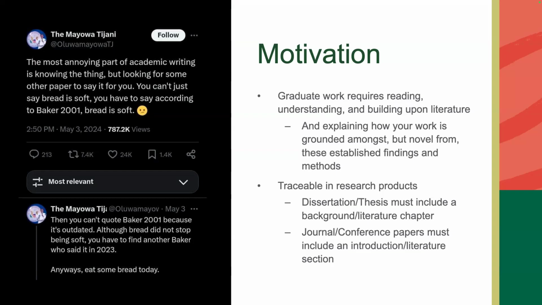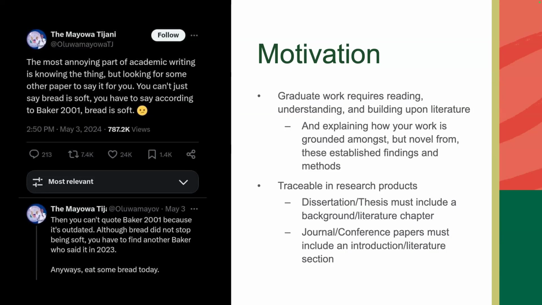And this is traceable, so it's not like you can avoid doing this. There are actual research outputs that require you to demonstrate this expertise in doing a literature review. If you're a master's student, you have to write a thesis. If you're a PhD student, you have to write a dissertation. And then many of those also require a journal or a conference paper as well. In your dissertation or your thesis, you have to have a literature review background section. You also have to provide an introduction in a journal article or conference proceeding. So there are products that actually require this.